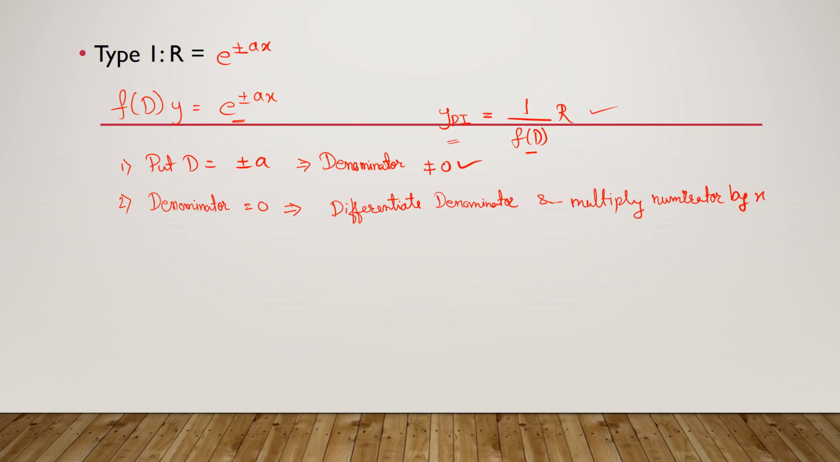If it is not 0, then that will be the solution. If it is equal to 0, then once again differentiate the denominator and once again multiply it with x. Then you will get the corresponding solution. This step is repeated until the denominator is not equal to 0. So let's check one example, so it will be clear to you how to solve such kind of differential equation.